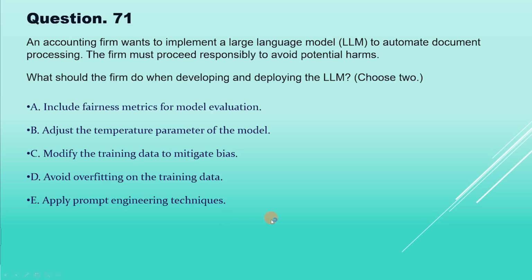And the correct answer here will be option A and option C. Include fairness metrics for model evaluation. Modify the training data to mitigate bias. Including fairness metrics will help to evaluate whether the model treats all groups fairly and does not introduce harmful bias. When developing an LLM for document processing, it's essential to assess and mitigate any potential bias in the training data. Bias in AI often originates from biased training data, and modifying the training data to ensure it's representative and free from harmful bias is a crucial step in reducing the risk of the model producing unfair or harmful outcomes. So option A and option C are correct here.